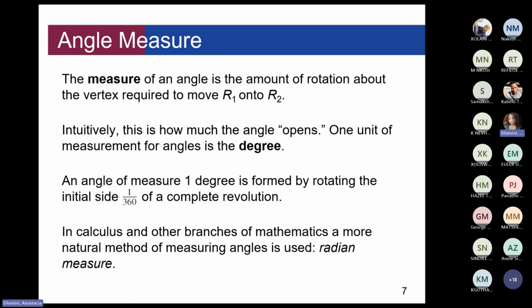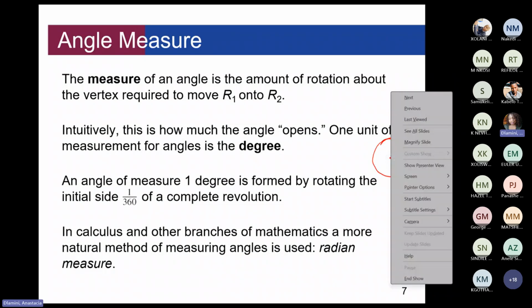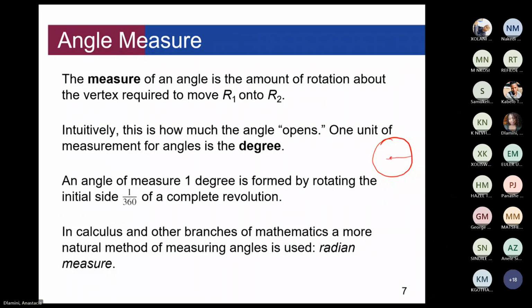Intuitively, please take into consideration the word measure. This is how much the angle opens, one unit of measurement of the angle in degrees. An angle of measure 1 degree is formed by rotating the initial side 1/360 of a complete revolution. Remember that a complete revolution has 360, right? So if you're starting from here, then 1 degree is moving from this initial point up to somewhere here. That's your 1 degree. Then it means you have rotated up to here.